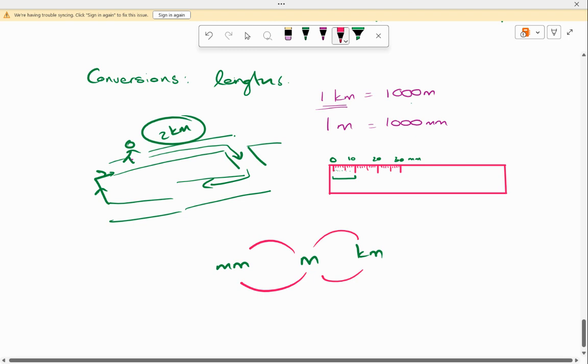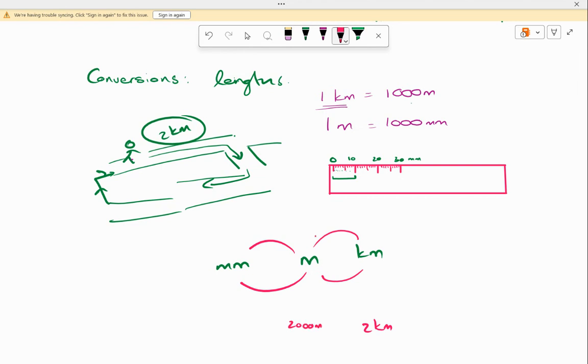Let's say I start with 2 kilometers. We said 2 kilometers is the same as 2,000 meters. So when we went left here, we multiplied by 1,000. If I go again, I have to multiply by 1,000 again, adding 3 more zeros, so that's 2 million millimeters. But if I go backwards, all I have to do is divide by 1,000, and divide by 1,000 again.